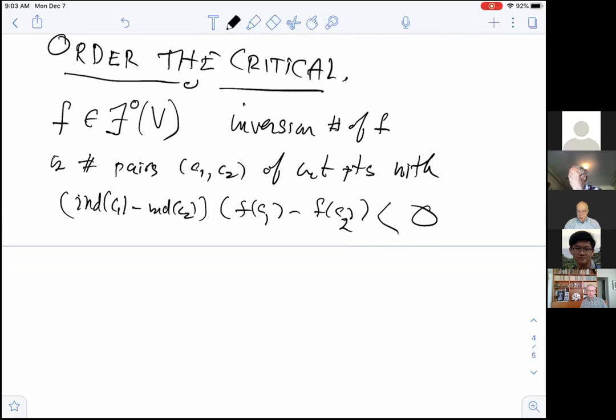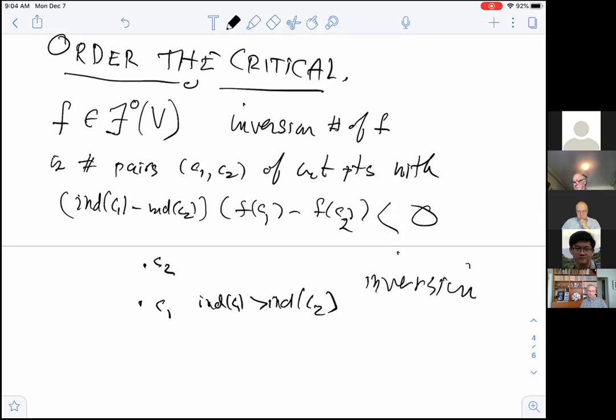So if this number is negative, if I reverse the roles of C1 and C2, I'll change both of these factors by the same sign, so I won't change whether or not this is positive or negative. So I might as well assume the index of C1 is greater than the index of C2. And this says that C1 occurs below C2. So an inversion is where C1 is below C2, but the index of C1 is greater than the index of C2. So that's an inversion.